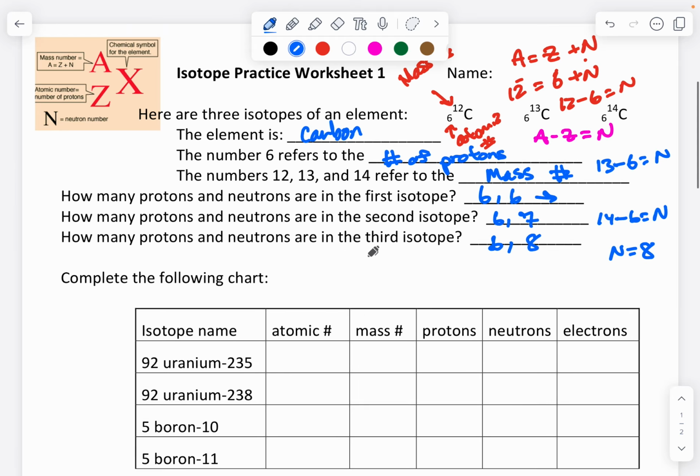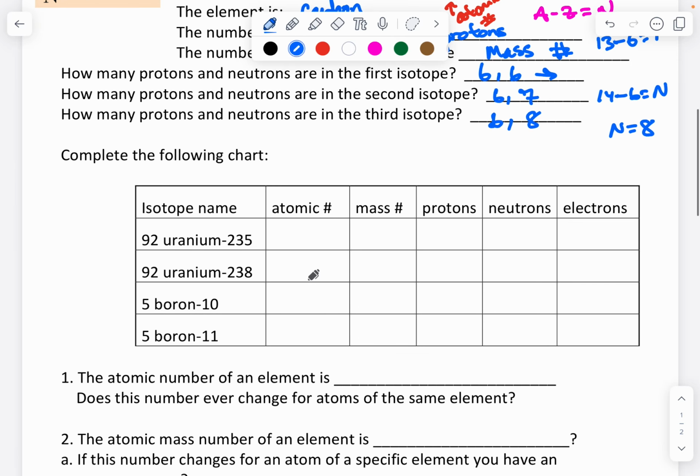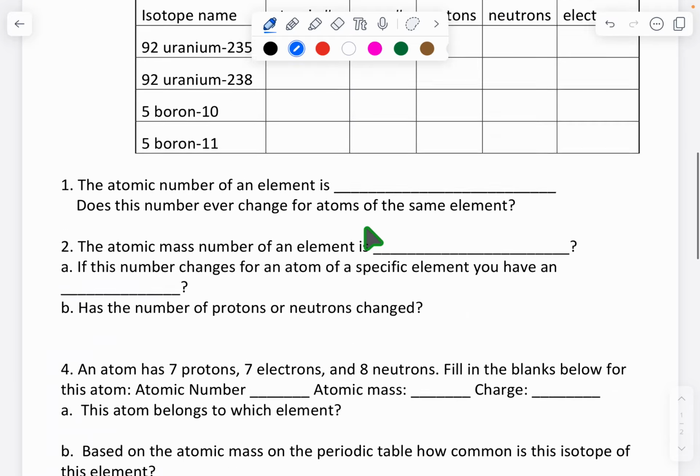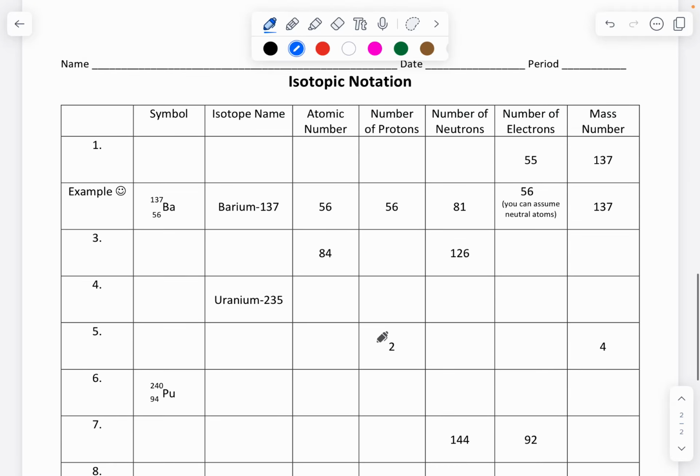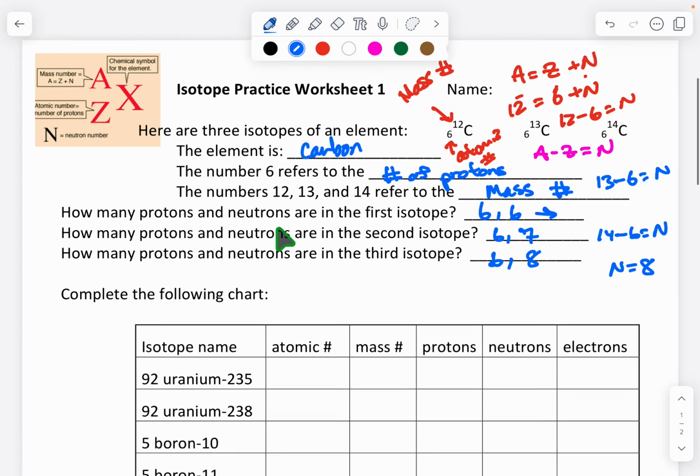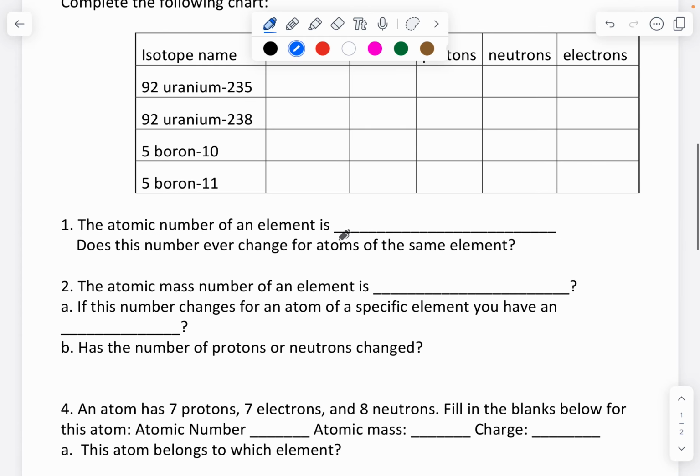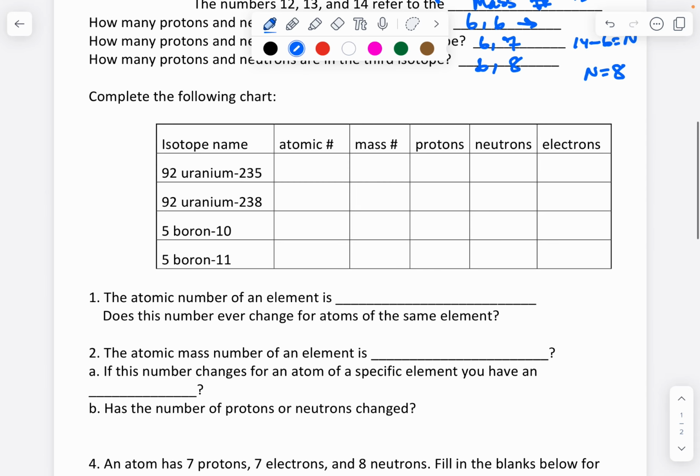Folks, I think you can figure the rest of these out, but we'll do this one together. Then there's a whole bunch of practice that I want you to do, and there will be a periodic table attached in this document, or on the homework, so you want to look at that. Let's complete this chart here.